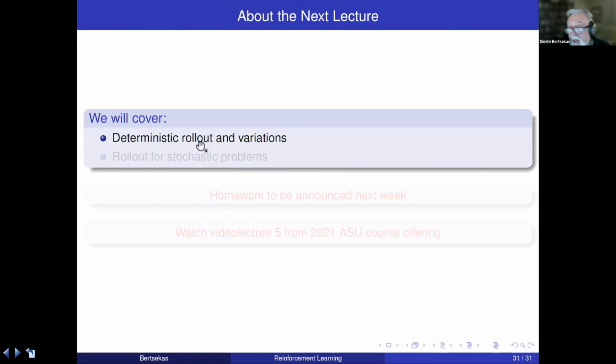We're going to discuss issues like under what circumstances is the rollout policy a better policy than the heuristic that you start from. We're going to look at the variations. We're going to focus on finite state deterministic problems that arise in combinatorial settings like the traveling salesman problem. And we may have time to go a little bit into stochastic rollout for stochastic problems.